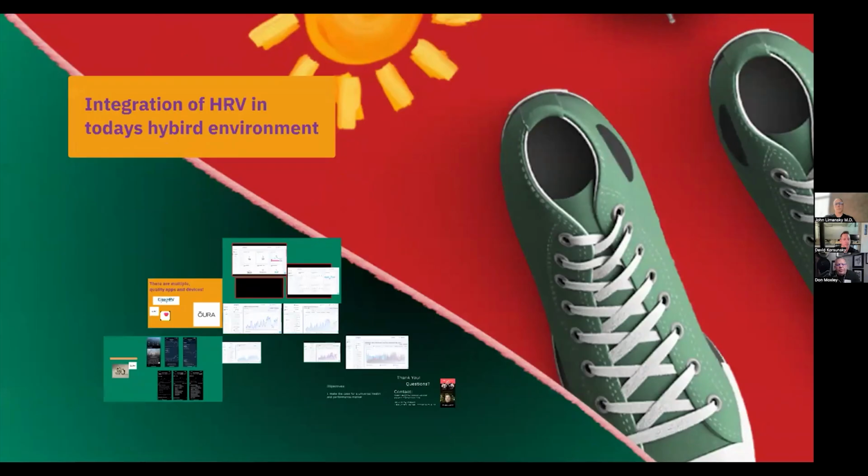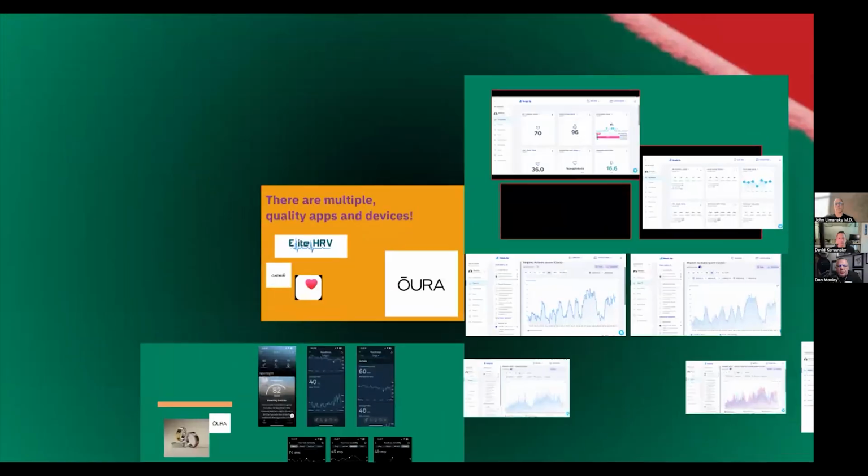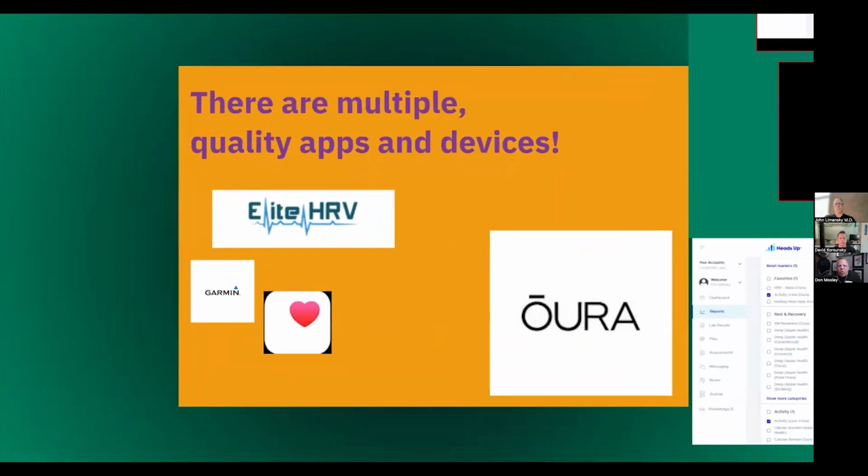Now, I'm going to go through a series of slides about integrating a tool into your practice, and we're going to focus on the Heads Up Health platform because I think it's an excellent platform for this. There are multiple quality devices and apps available on the market. Everything that I've put on the screen here shows they have data comparing their device to wired EKG.